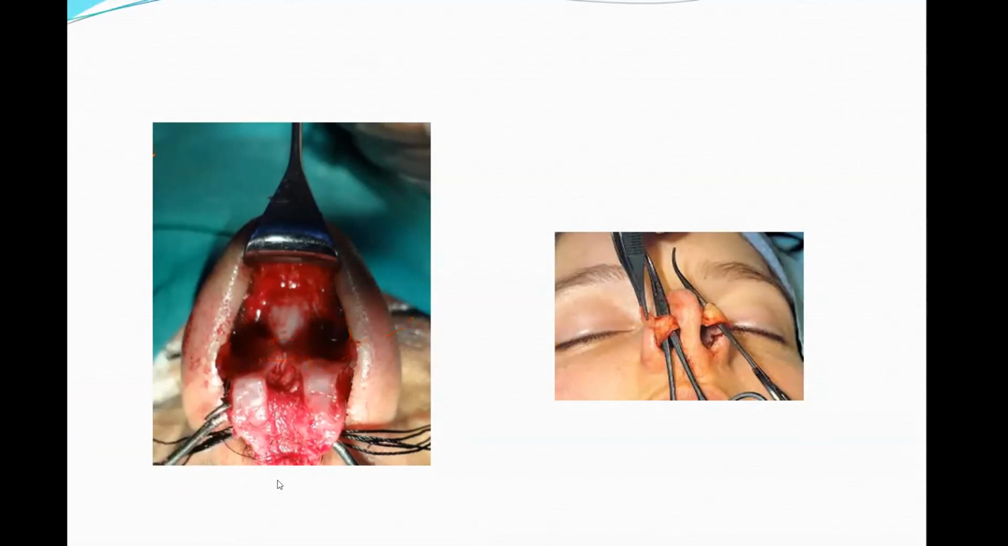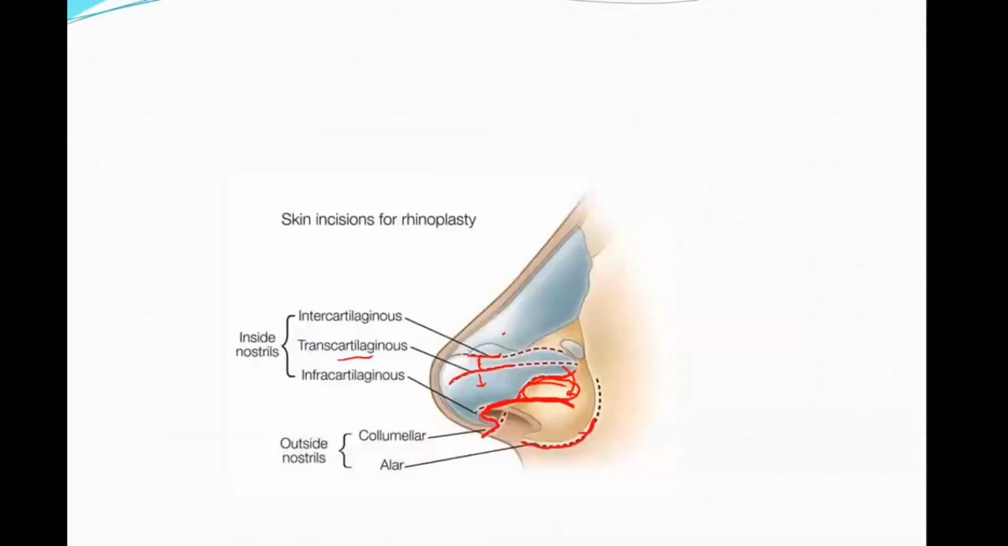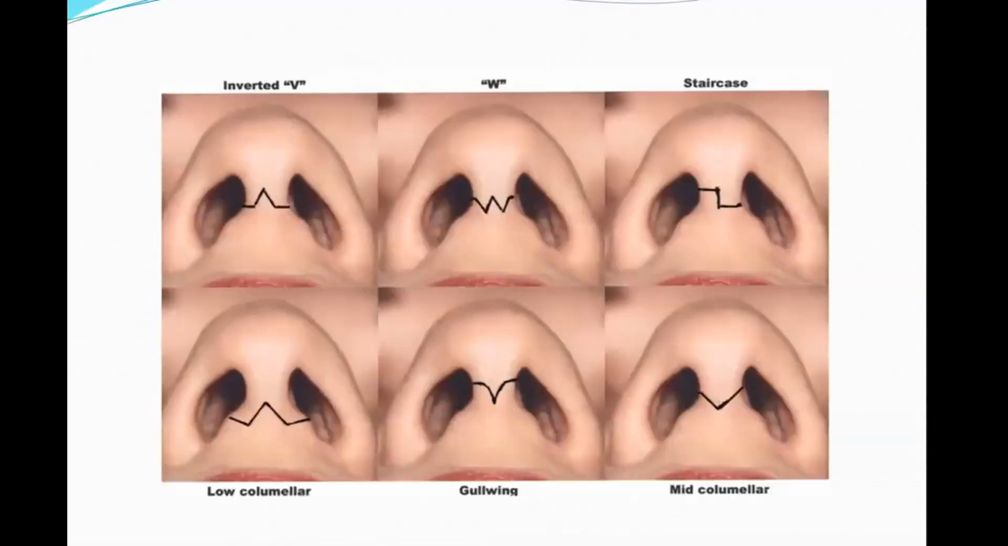Okay, so this is just for you to evince interest in what can be seen intra-op, also what you might not see in the pre-operative photograph. I hope it was clear. Now you can take a photograph of this slide. Many times you get this question: what is a blue staircase, low columnar, gullwing, inverted V, inverted gullwing, all this. These are all transcolumnar incisions. All of them are transcolumnar incisions.